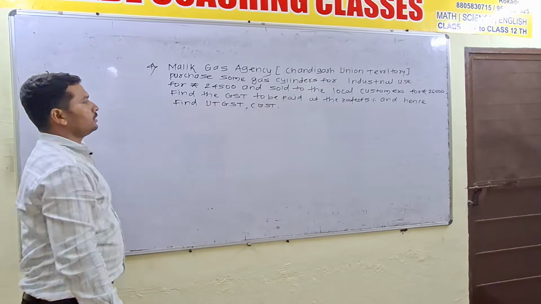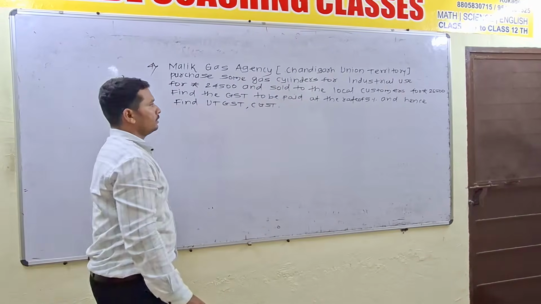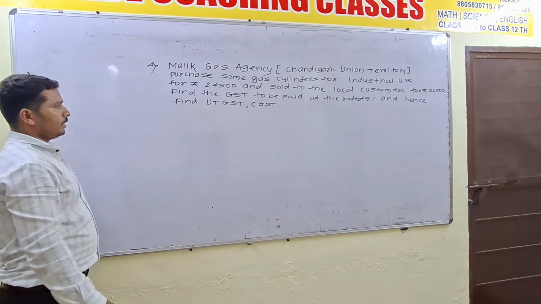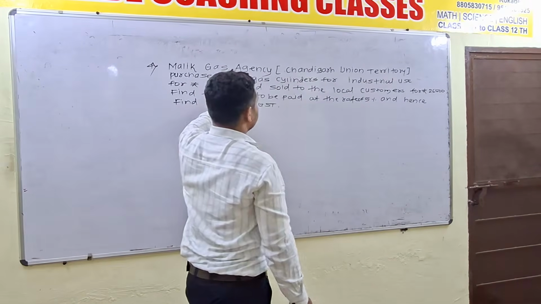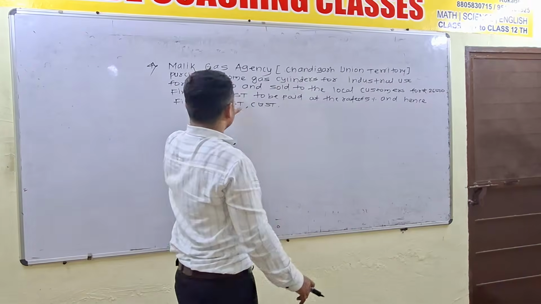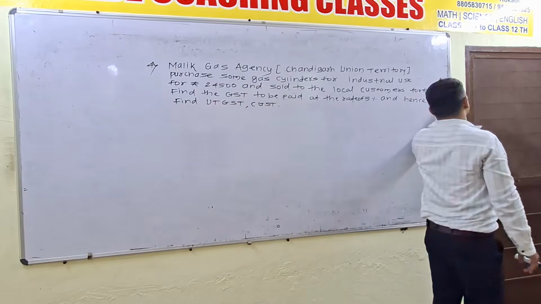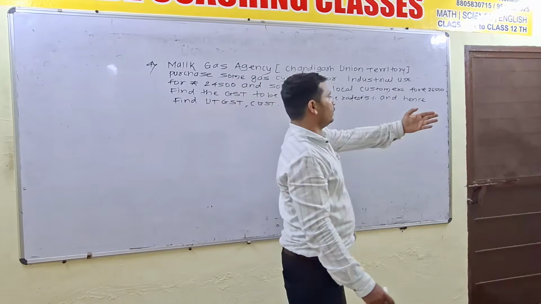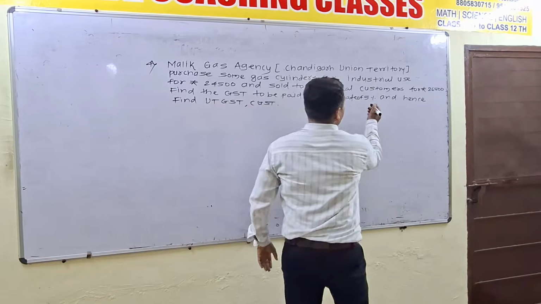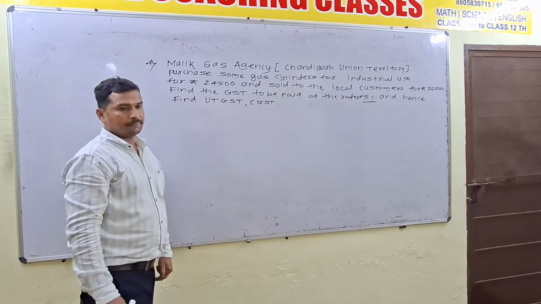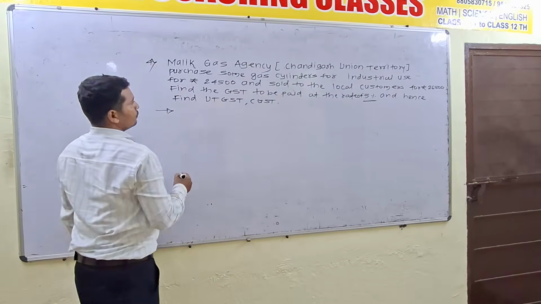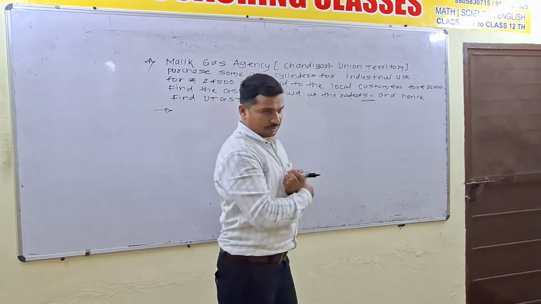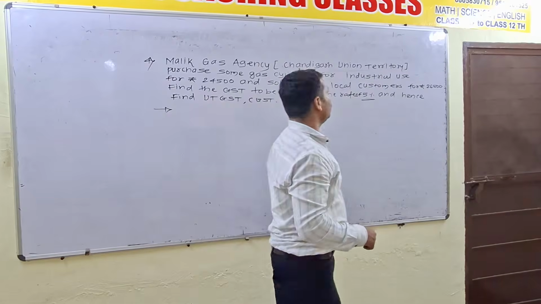Malik Gas Agency, Chandigarh Union Territory, purchased some gas cylinders for industrial use for rupees 24,500 and sold them for 26,500. The GST paid on each transaction is 5%. Since this is a union territory, we call it UTGST, union territory GST.